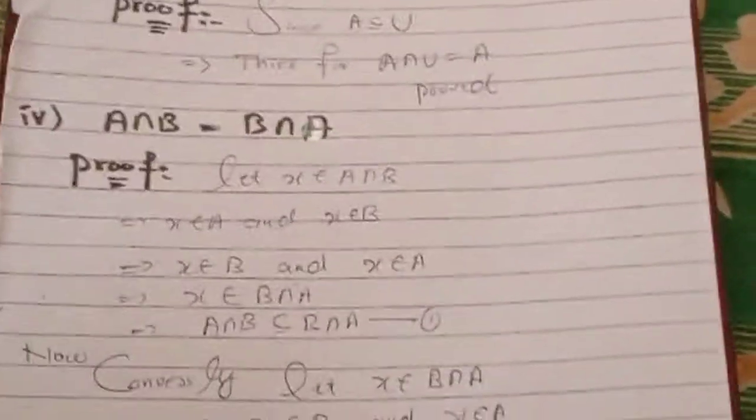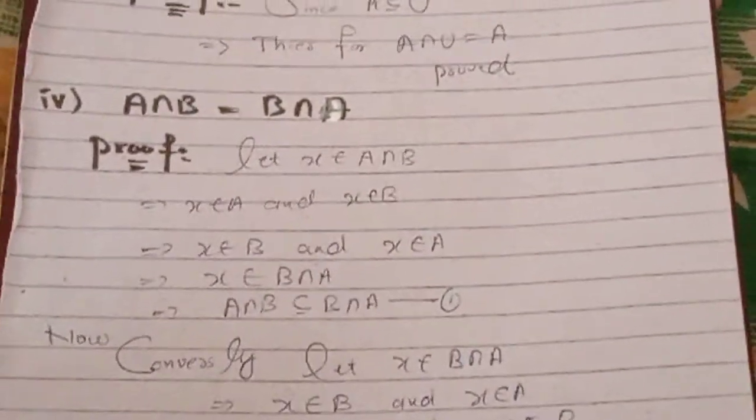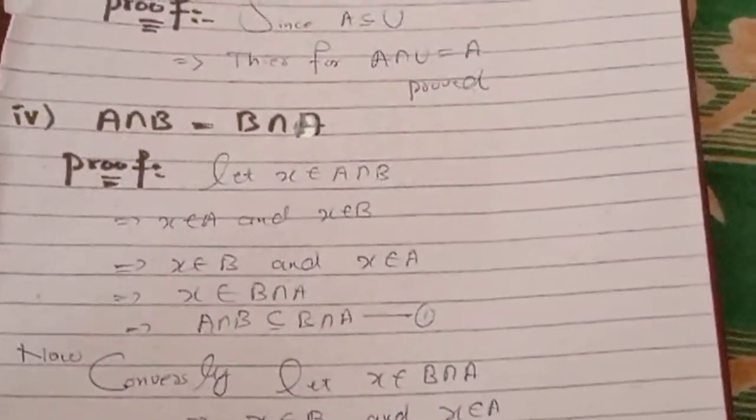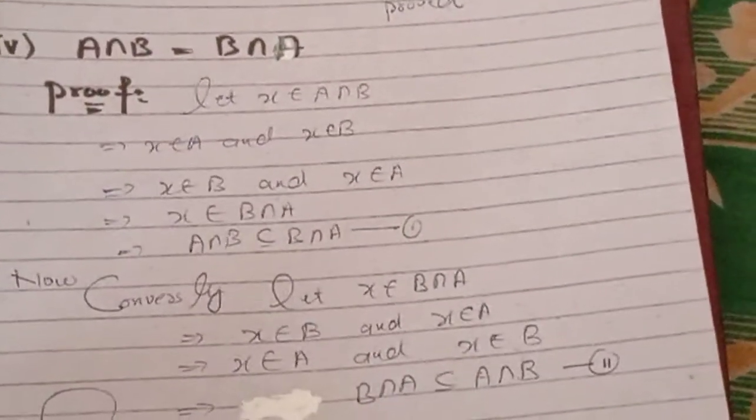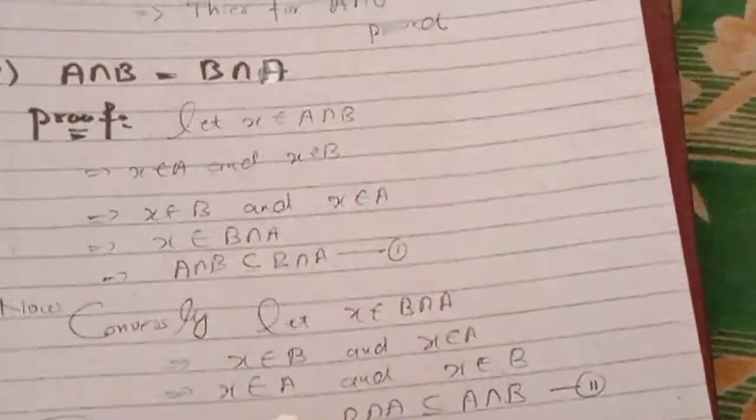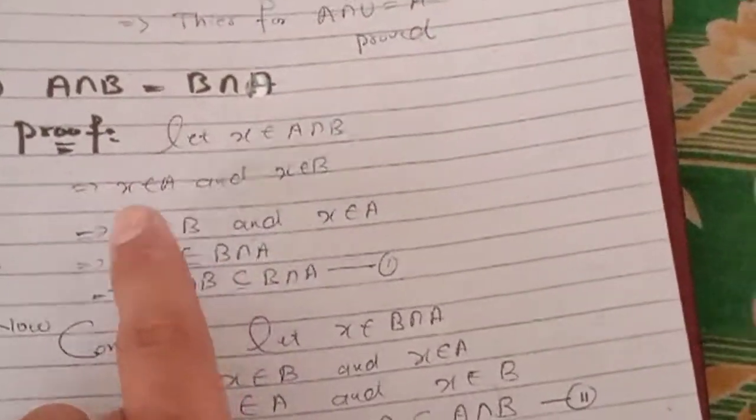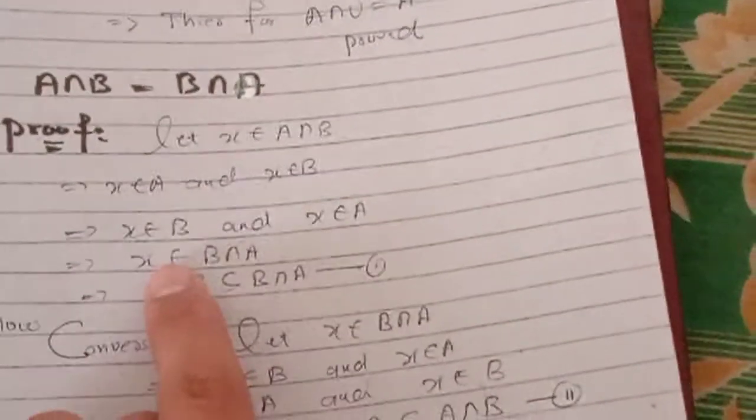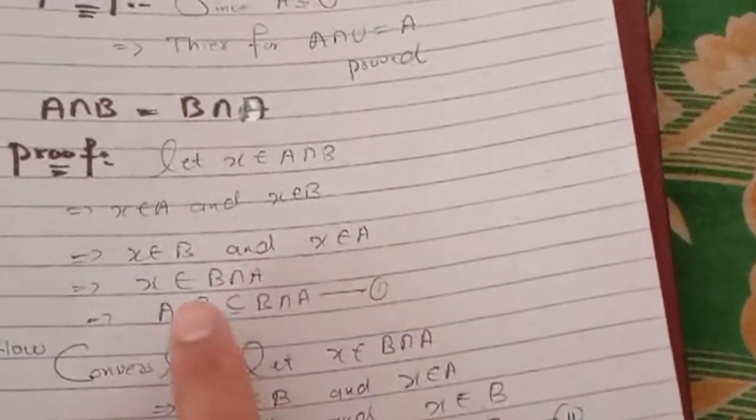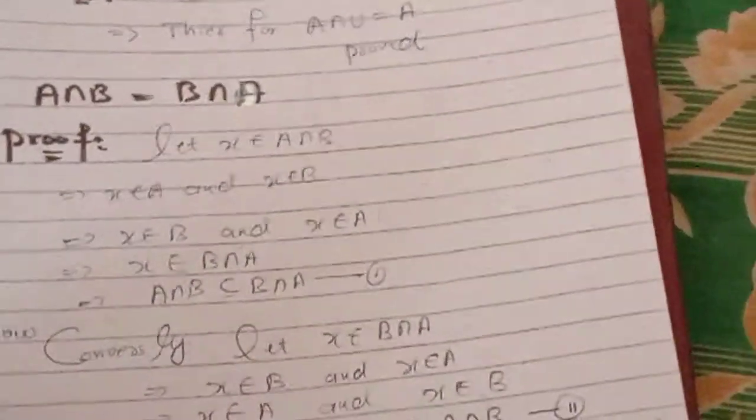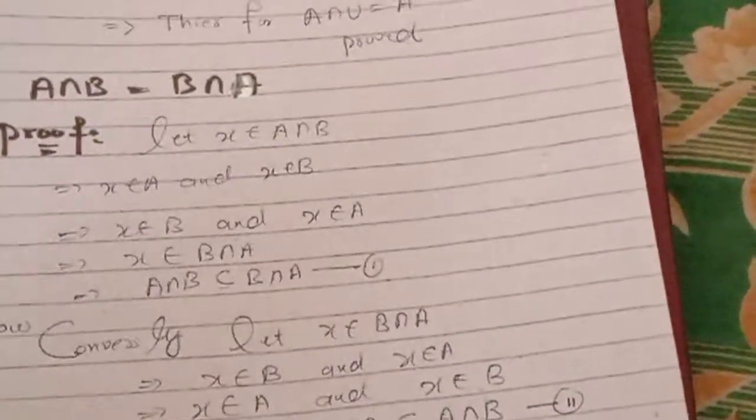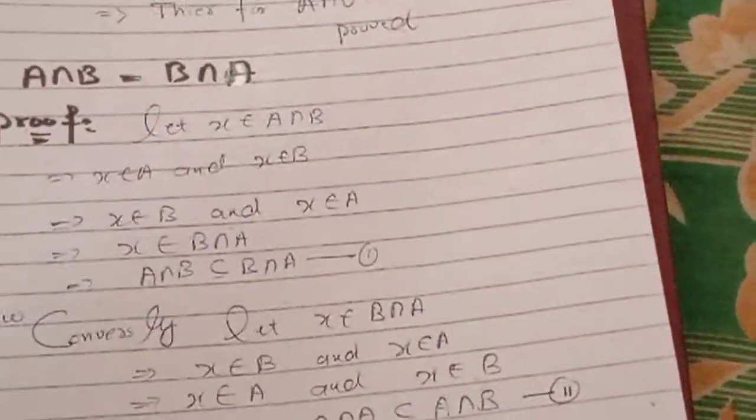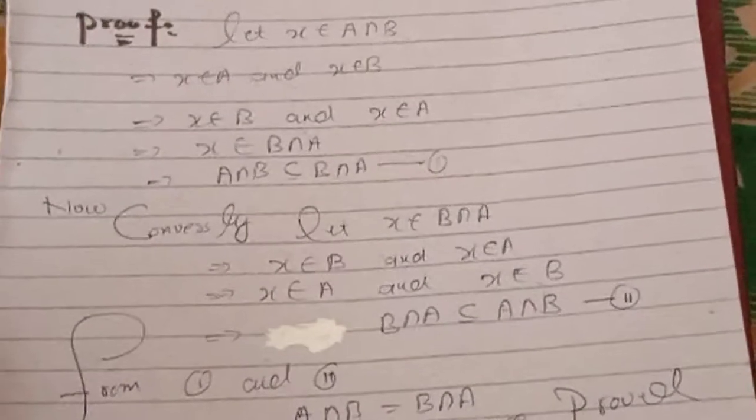This is the proof. Number four: A intersection B is equal to B intersection A. This is the commutative property of intersection of sets. Proof: we will take an element in A intersection B. Let X belong to A intersection B. This implies that X belongs to A and X belongs to B. This implies that X belongs to B and X belongs to A. This implies that X belongs to B intersection A. So we take an element in A intersection B and it returns in B intersection A. It means that A intersection B is a subset of B intersection A.